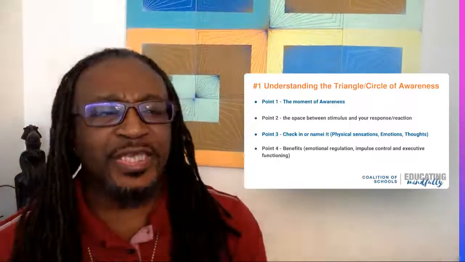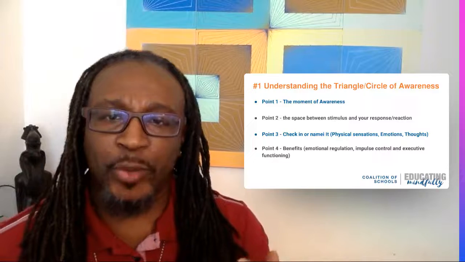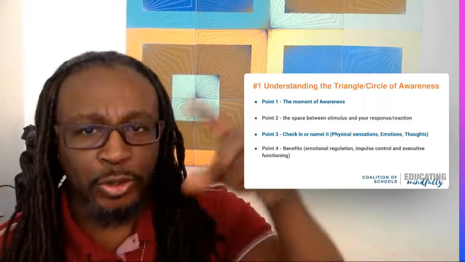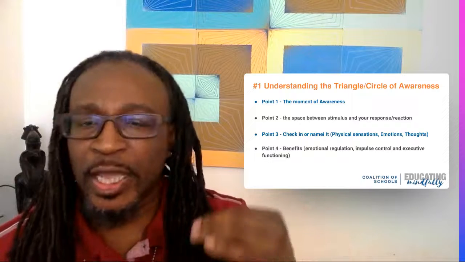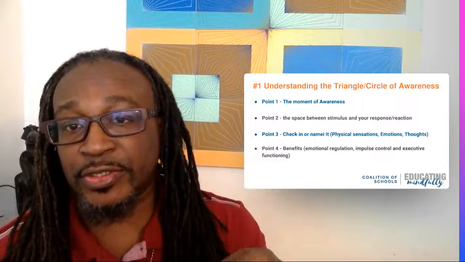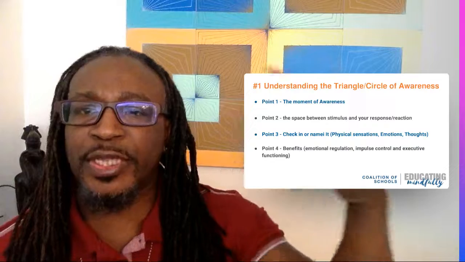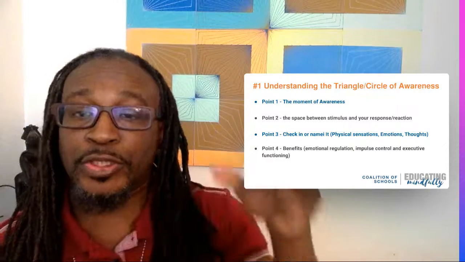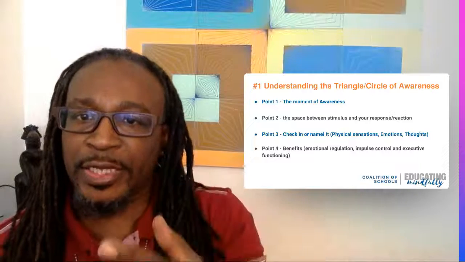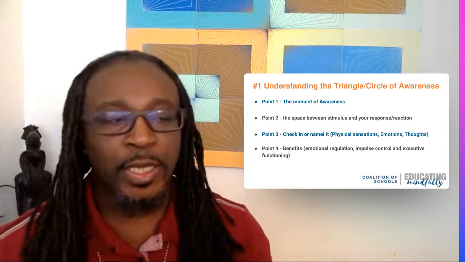All right, so first off, let's get into a moment of awareness. Now, I like to use the circle of awareness instead of the triangle. The difference between the two is that the circle includes breathing as one of the points, whereas in the triangle, it's thoughts, body sensations, and emotions.